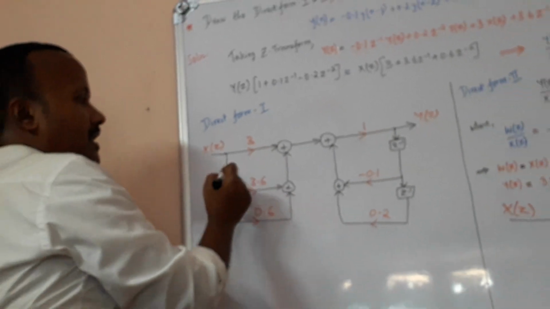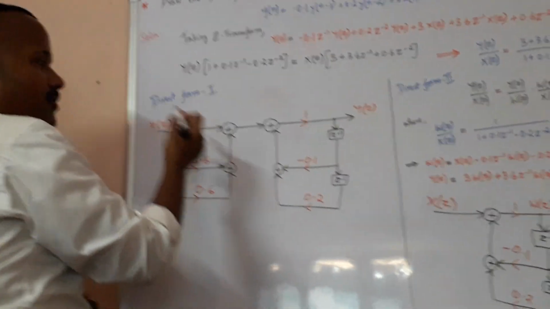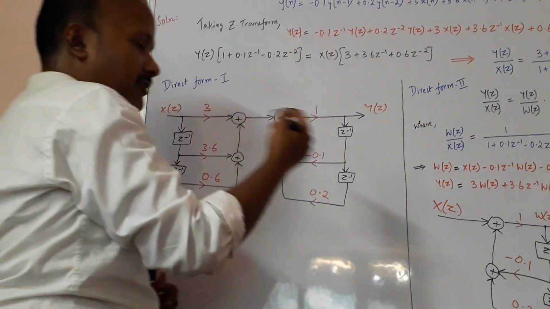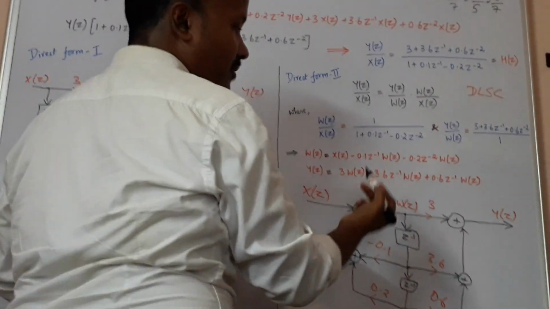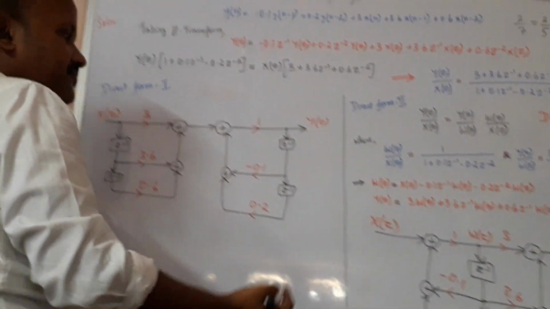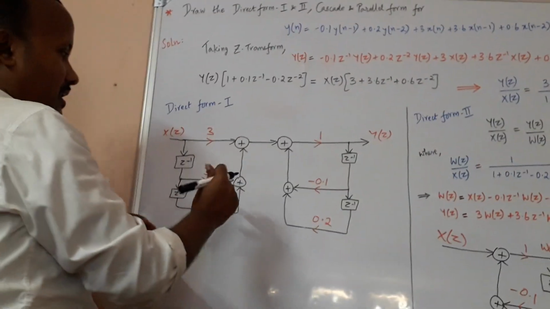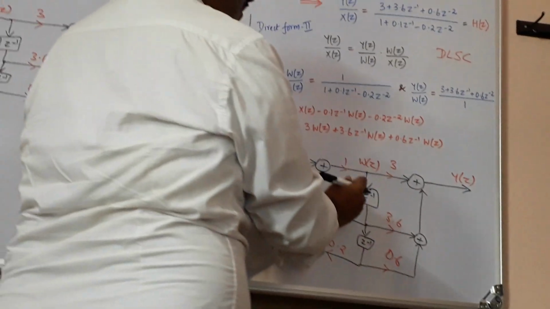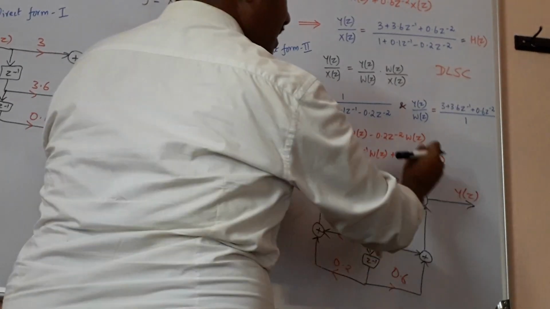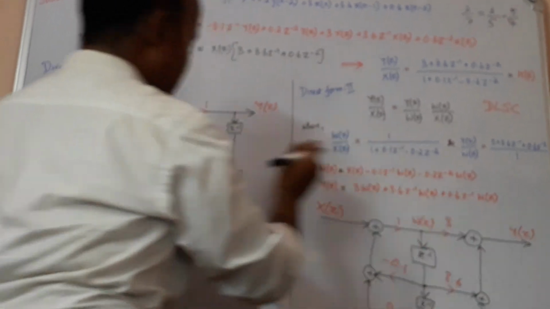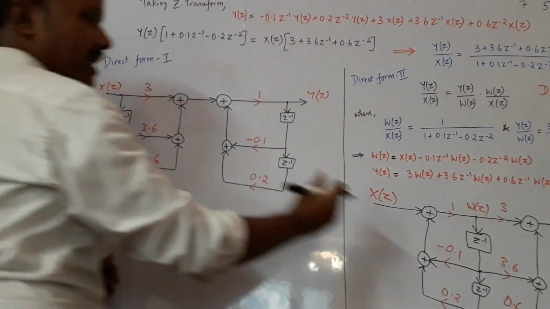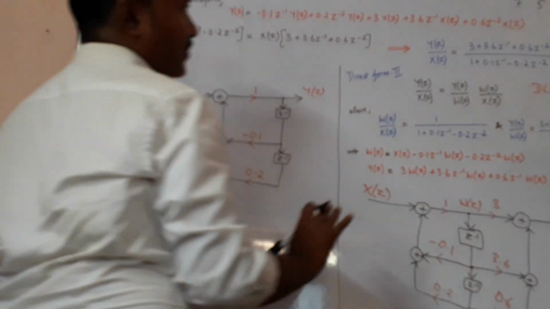So what is the difference? In direct form 1 you have separate delays for both input and output, and for direct form 2 delay will be common for both input and output. Another thing, in direct form 1 it is something like outside to inside, and direct form 2 inside to outside. It goes like this and this comes like this. And you see the coefficients, that's interchanged in direct form 1 and direct form 2.